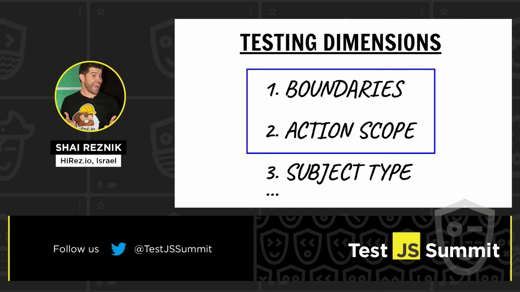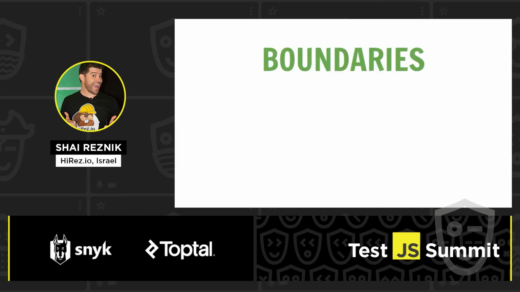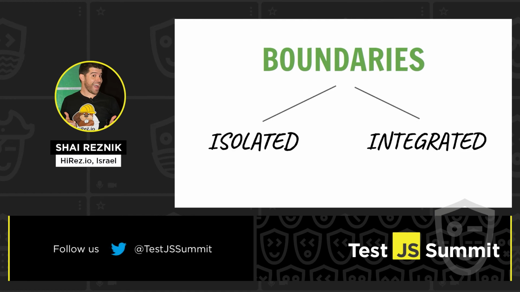I have other lectures and courses where I talk about more dimensions and how to analyze them. But for today's two strategies, I want to talk about these two dimensions. Okay, let's define them. Boundaries. Boundaries are easy. It just means isolated versus integrated. Most of you already refer to unit and integration, and you actually refer to isolated or integrated, and we'll see.